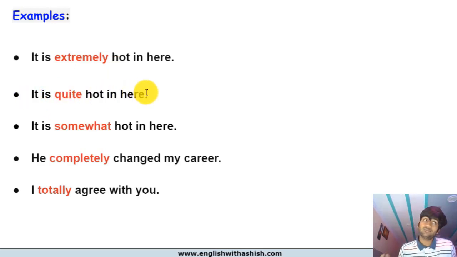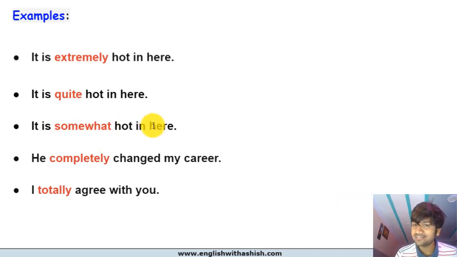Second example, it is quite hot in here. It's hot, but it's not overly intensifying the meaning of the adjective hot. It's not super hot. So let's suppose we have a meter where a word can have different stages. If I say something is hot, it can be just hot, normal hot, quite hot, very hot, extremely hot, right? So quite hot is, let's say, at stage 2. It's hot, but it's not very hot, neither is it less hot. It's quite hot. It's sufficiently hot.